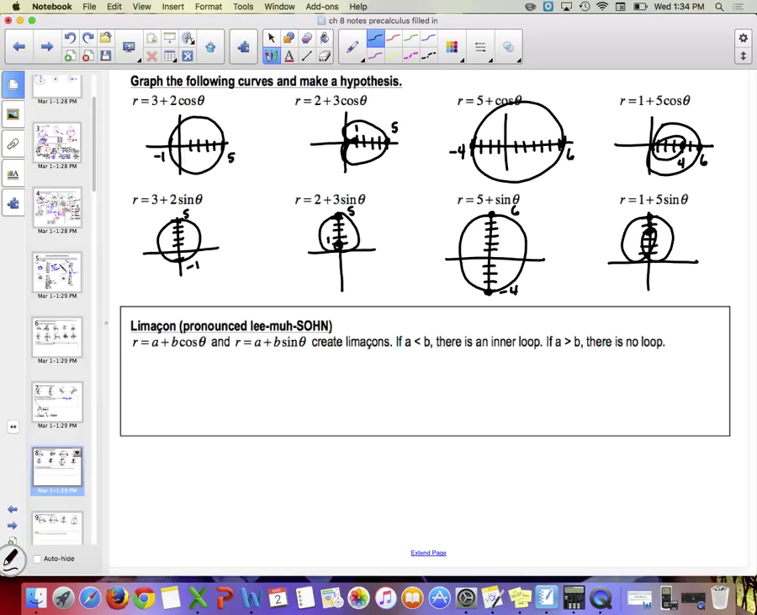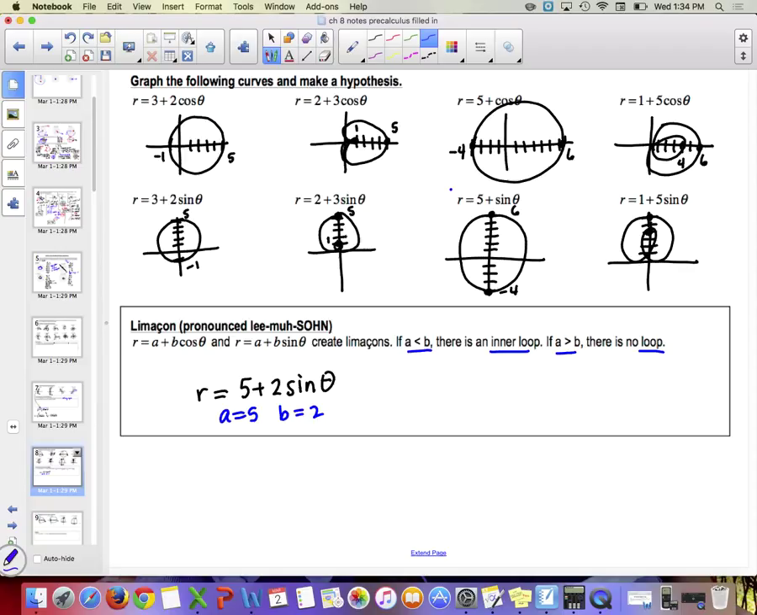Okay, so these limacons, as you set it up, if I had 5 plus 2 sine of theta, A would be 5 and B would be 2. So what we're saying is if A is less than B, there's what we call an inner loop. But if A is greater than B, there is no loop. Okay, and these numbers are going to tell you exactly how far out you're going to go along the axis. So for sine, it's going to go along the y-axis.